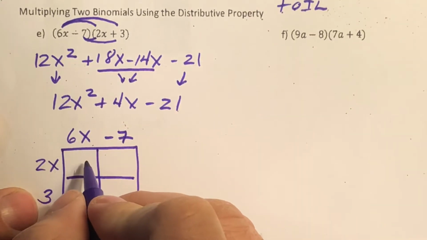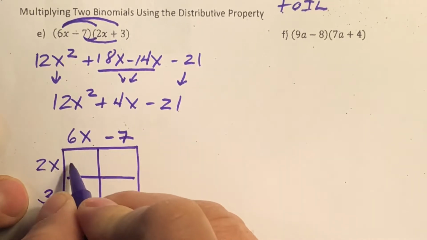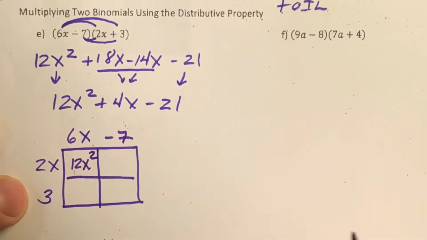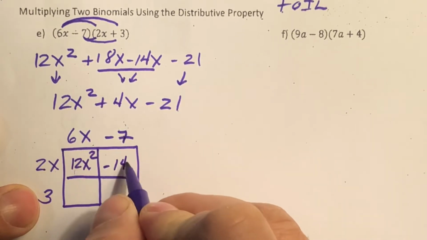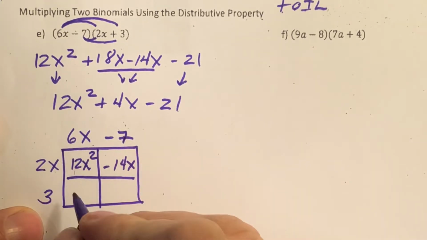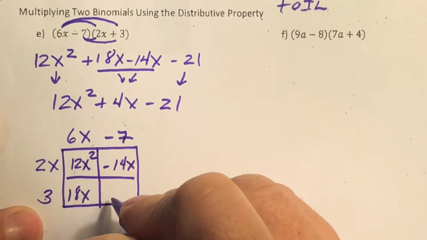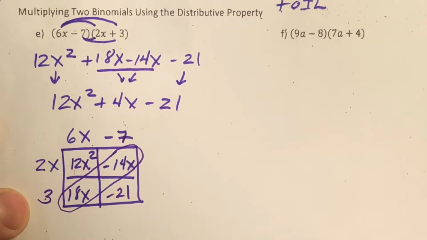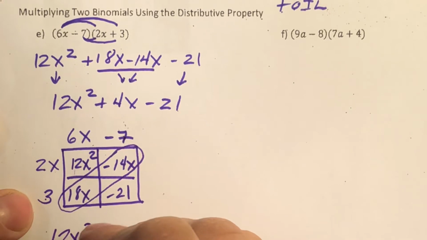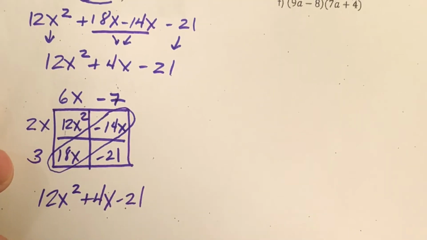Now to fill in the box, you're going to multiply the row and the column. So multiply these two together, and I get 12x squared. If I multiply 2x times negative 7, I get negative 14x. 3 times 6x is 18x. And then 3 times negative 7 is negative 21. Now what you'll notice is on the diagonal, those are like terms. So 12x squared plus 4x minus 21. It's the same thing, okay?